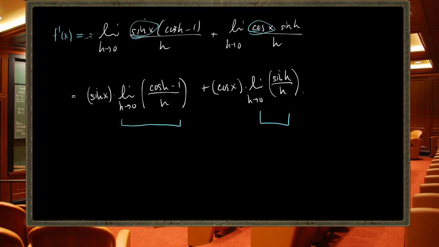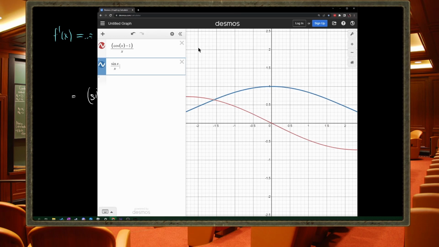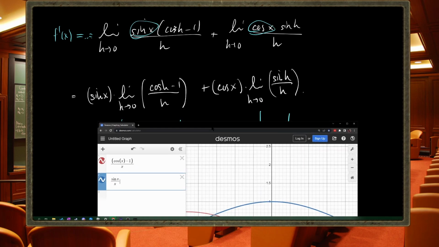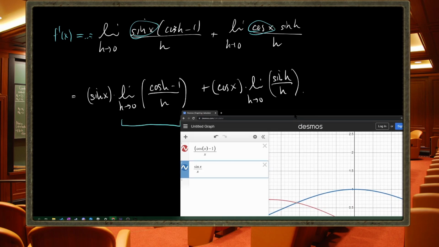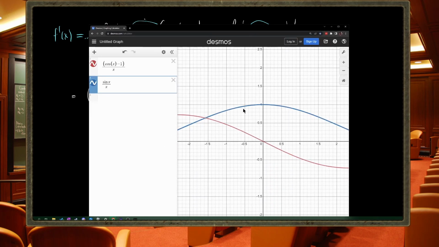Now, through a graphical or table exploration, you can figure out what these are. You can approximate what these are pretty easily. And so what I'll do is pull over this graph here. So you'll see in red is the cos h minus 1 over h limit. I'm just using x as my variable here. And sine x over x for my sine h over h limit. And so we want to approach 0 with the input, so we're coming to x equals 0 here.